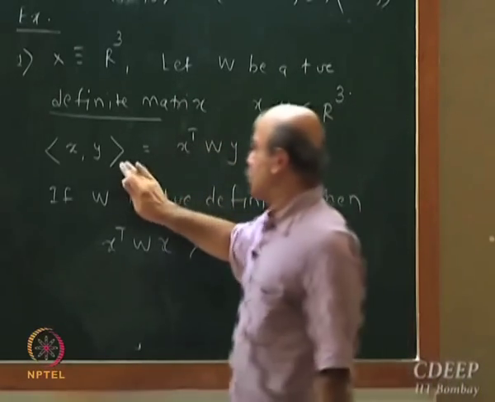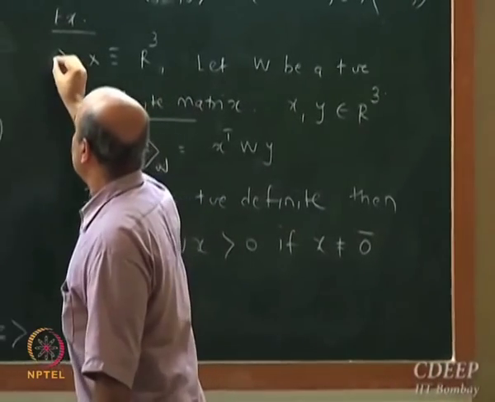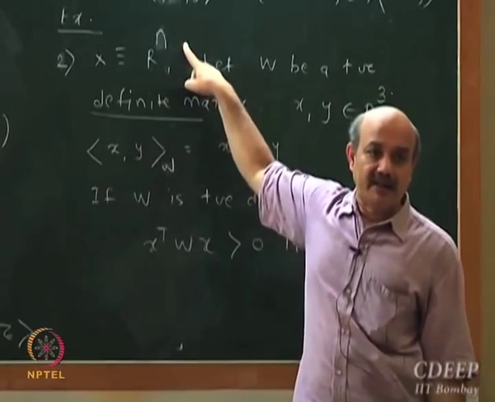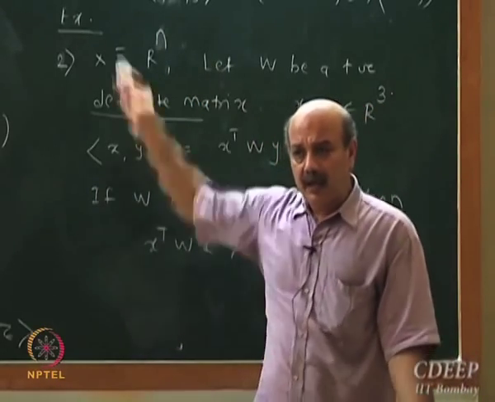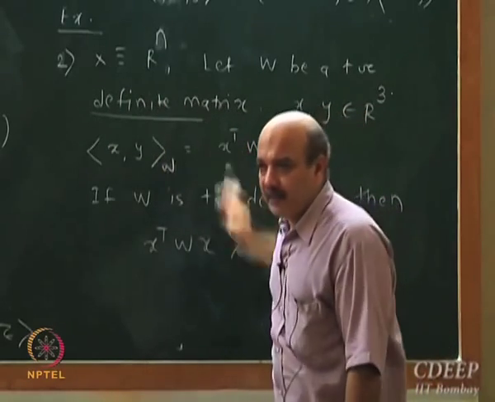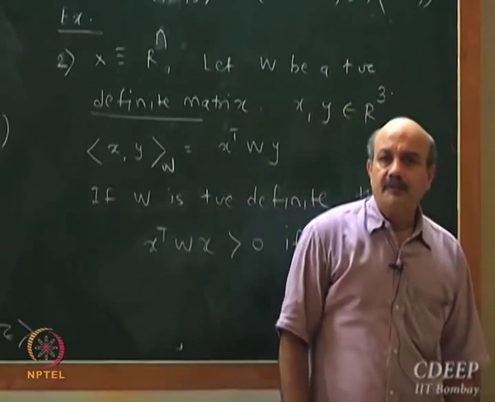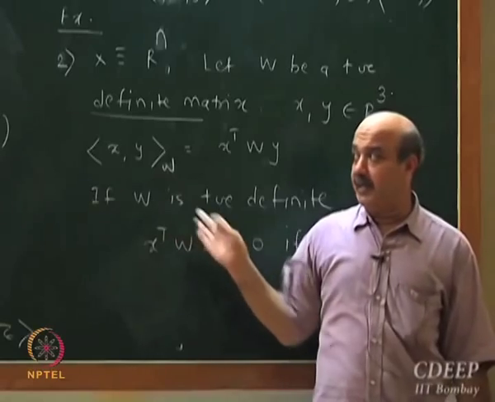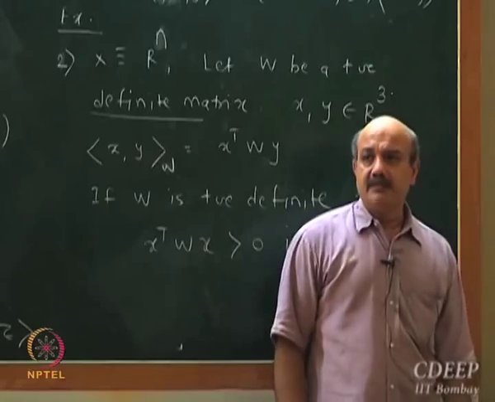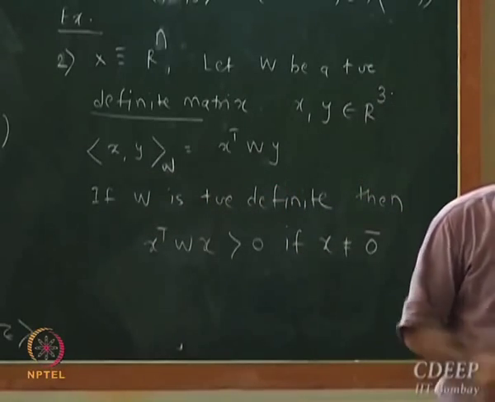Okay, so this I can very easily change to my second example, where we talk with Rn. I could have talked with Rn, and the same thing would hold. I have a symmetric positive definite matrix, and then I can define an inner product using any symmetric positive definite matrix, which is n cross n, which will give me all the properties that I need for defining an inner product.